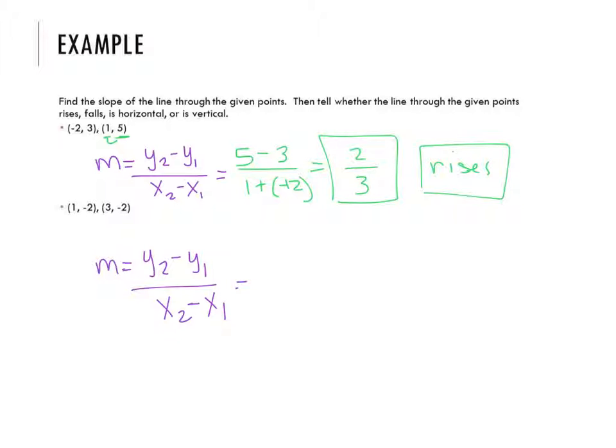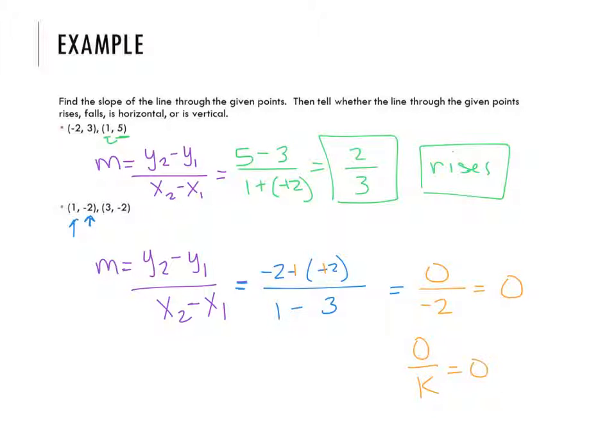Okay, and so this one, let's say I pick this y as my first y. So if I do negative 2 minus negative 2, then I'm going to have to pick 1 as my first x, 1 minus 3. So that works out to be 0 divided by negative 2, which is 0, right? Remember, it is okay to have 0 on top. You do need to simplify it to be 0. So 0 would mean that it is horizontal. There we go.